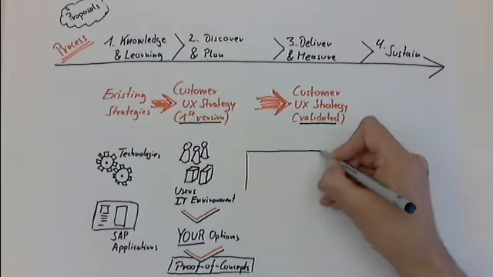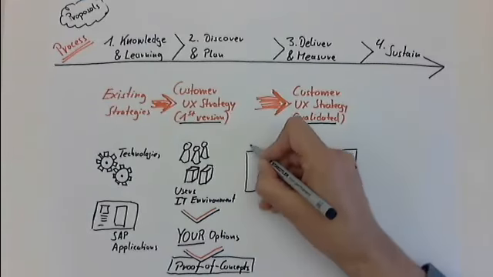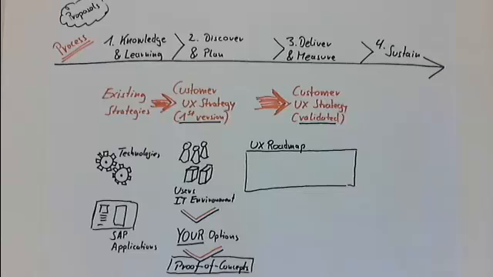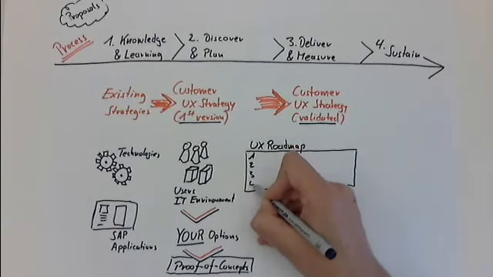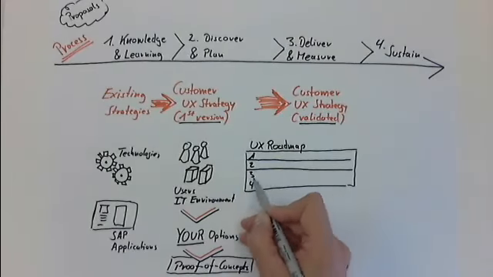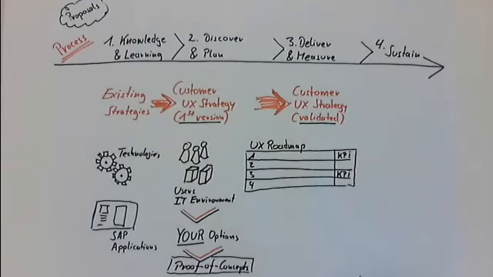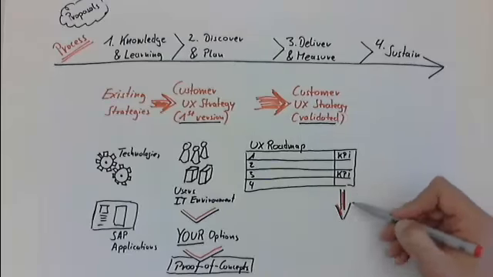The creation of a detailed UX roadmap can now begin. This roadmap is your execution plan for your UX project and defines all actions to deliver according to your strategy. Ideally, this roadmap also includes KPIs for a number of actions so that the results can be measured at the end of this phase.